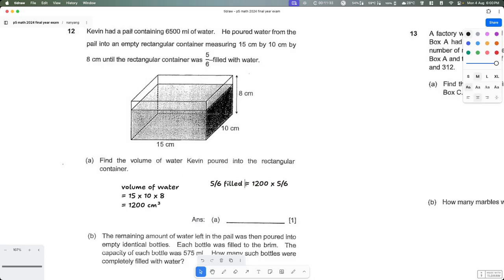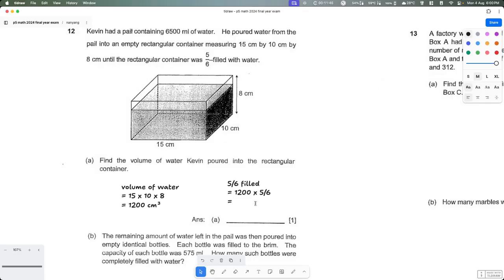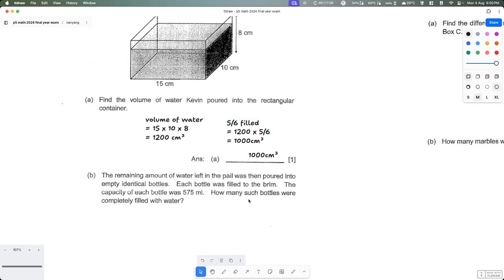Right, then this will become, you can just use your calculator as well, times 5. Wait, 5 divided by 6, 1000 centimeter cube. So the answer is 1000 centimeter cube. There you go. All right. Okay, let's move on to the next question.